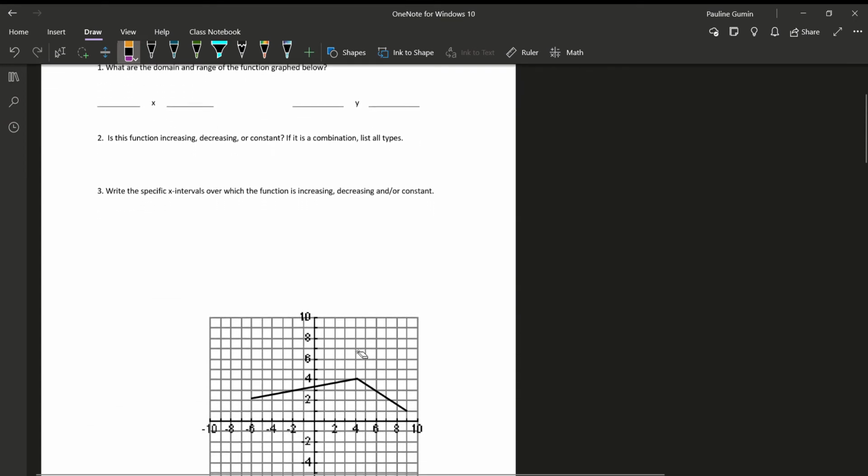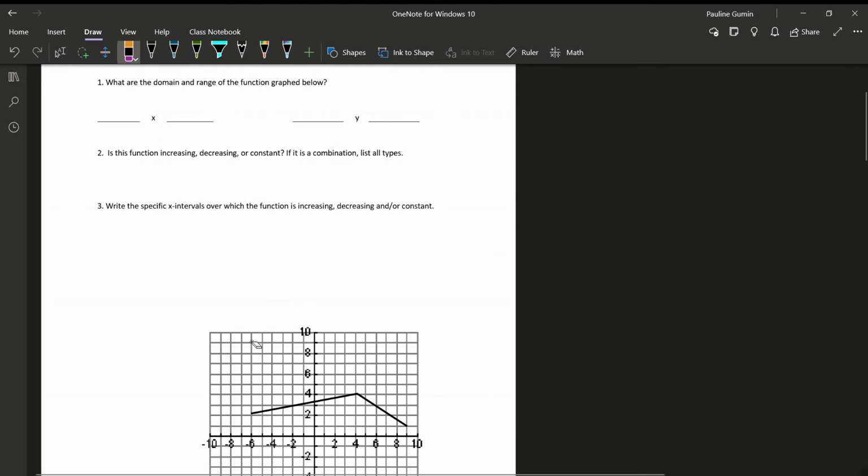Let's begin by looking at the domain and range of the function graphed below. Let's begin with domain. Domain is our x's, so I'm seeing how far left my graph is going and how far right my graph is going. So this is the leftmost part of my graph. It looks like -6 over here, so I'm going to write in a -6, less than or equal to. And the rightmost looks like +9.